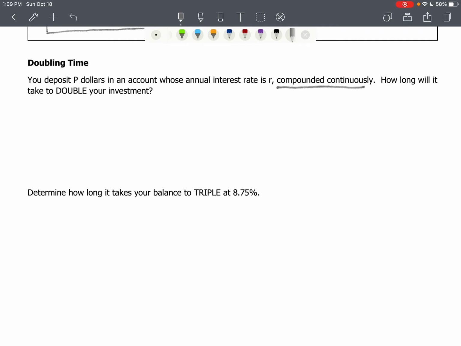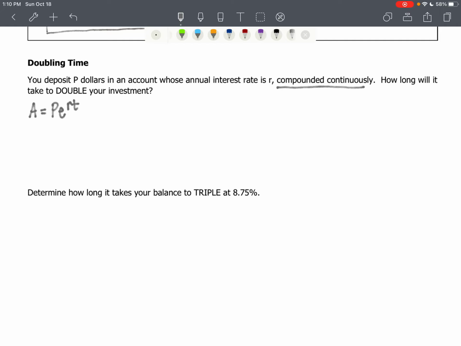The first thing I'm going to write down is the formula. A equals P times e raised to the RT power. So that's our compounded continuously formula. A is our end amount, P is our initial deposit or our principal, R is our annual interest rate, and T is your time in years that the money is accumulating interest in the account.